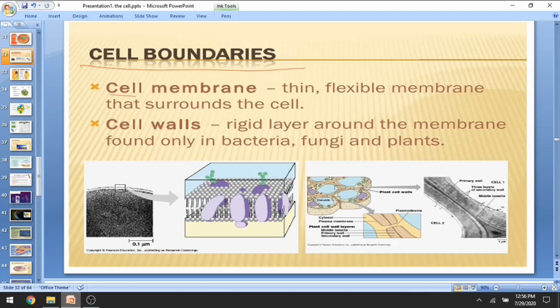So looking at the cell boundary, we know each and every cell has a cell membrane. The cell membrane is the layer of the cell present just outside the cytoplasm, creating a thin layer. It is flexible and surrounds the cell, maintaining the shape and structure of the particular cell. If I talk about the plant cell, students, cell wall is present only in plant cells, in fungi and in some bacteria. These cell walls are basically a rigid, hard layer around the membrane found in bacteria, fungi and plants.